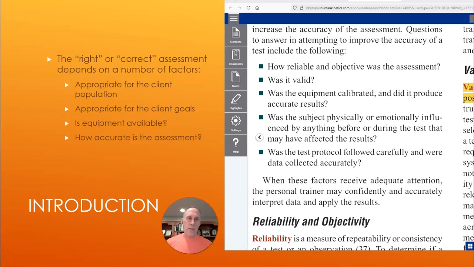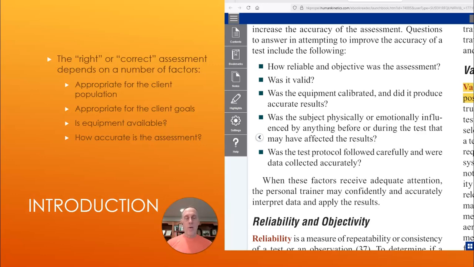So there's a number of factors that make an assessment correct or the right assessment. Was it reliable? Was it objective? Was it valid? Was the equipment calibrated and did it produce accurate results? Was the subject, the person, physically and emotionally influenced by anything before the test that might have had an adverse effect? And if there were specific testing protocols, were they followed carefully? And then were the data, more accurately, collected accurately?